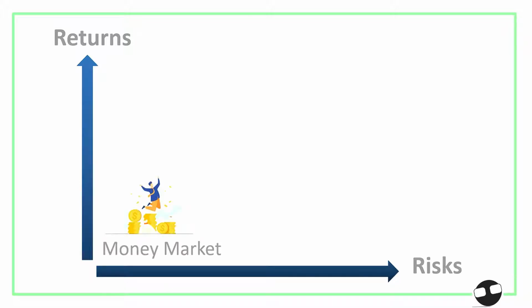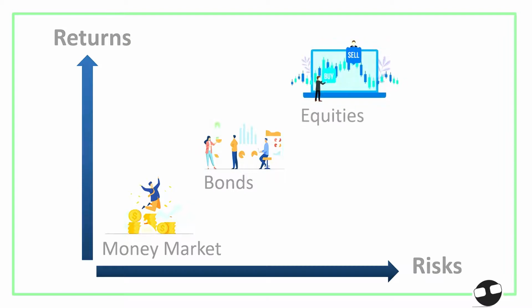So first, if we are going to plot the different asset classes on the chart, we have money market here at the bottom, we have bonds in the middle, and we have equities. So we have here for money market, for example, low risk, low returns. For bonds, that's going to be medium risks, medium returns, and for equities, that's going to be the most risky asset. And then, of course, you will be rewarded because of the risk that you have in equities.